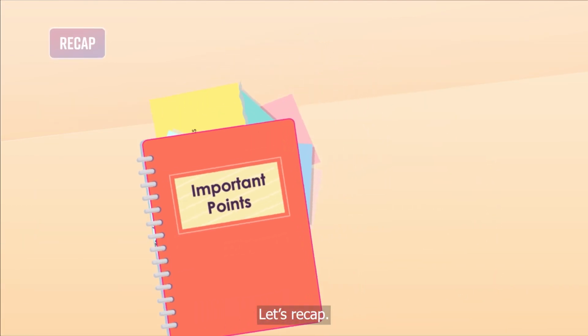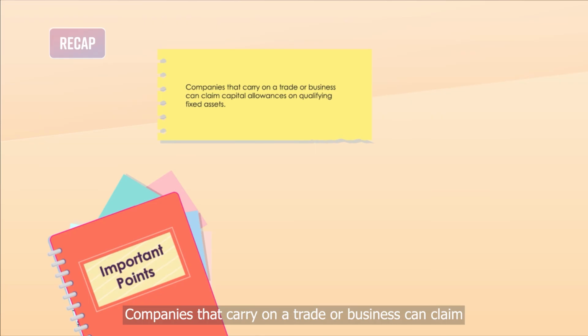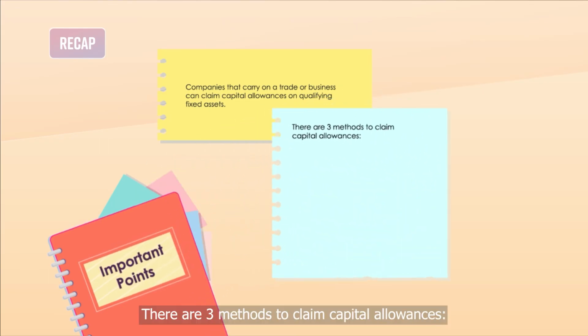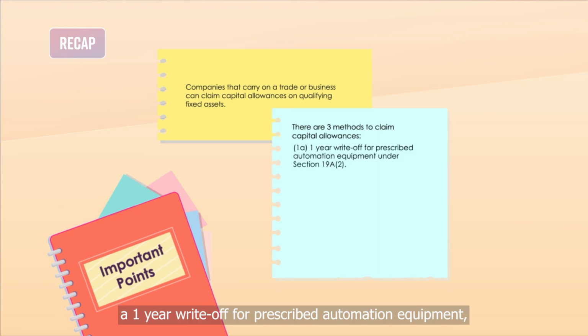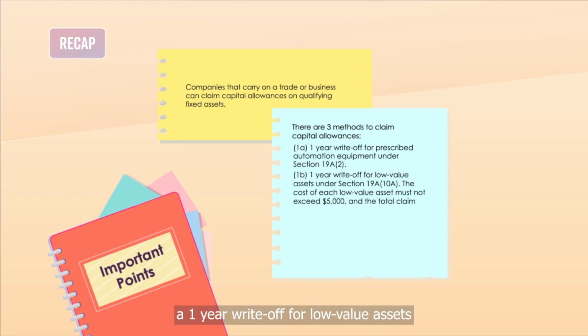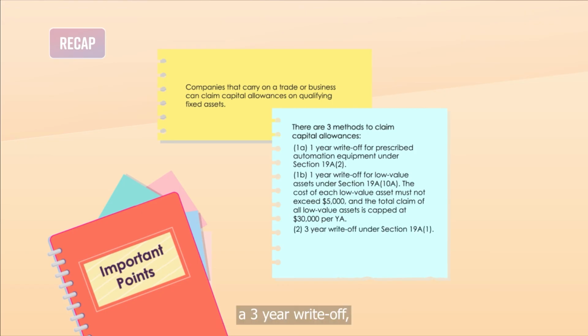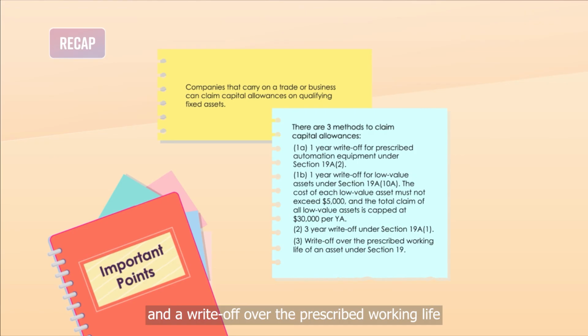Let's recap. Companies that carry on a trade or business can claim capital allowances on qualifying fixed assets. There are 3 methods to claim capital allowances: a 1-year write-off for prescribed automation equipment, a 1-year write-off for low-value assets which cost no more than $5,000 each, with the total claim of all low-value assets being capped at $30,000 per YA, a 3-year write-off, and a write-off over the prescribed working life of an asset under the 6th schedule.